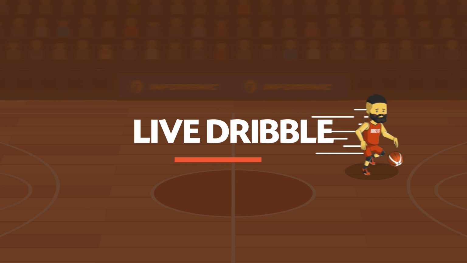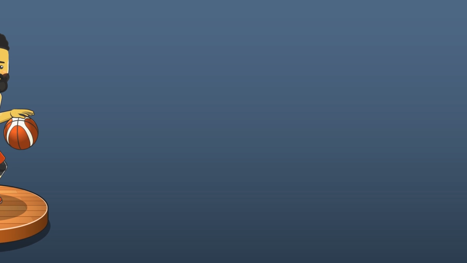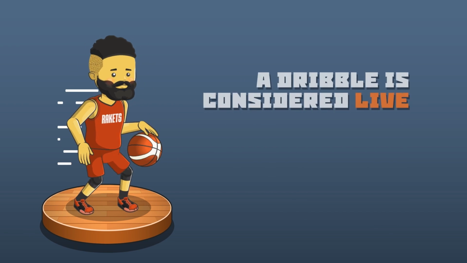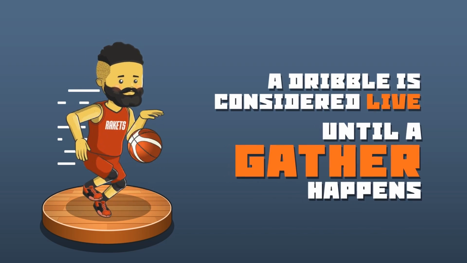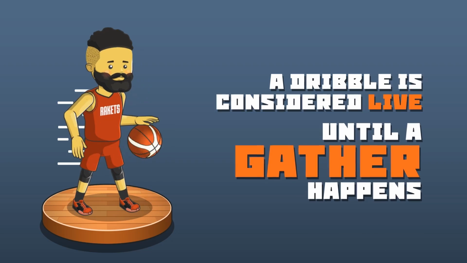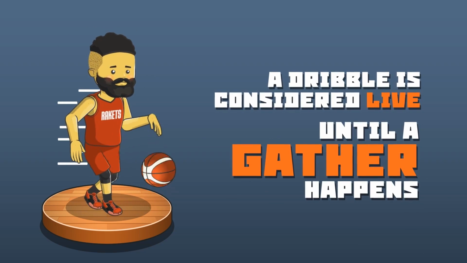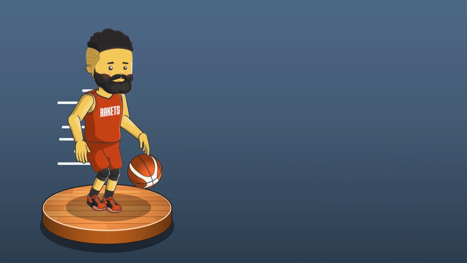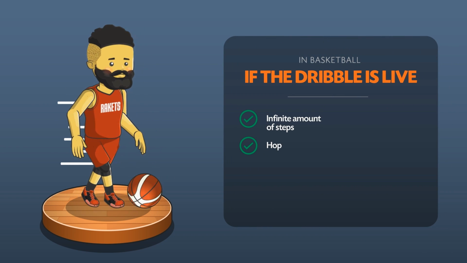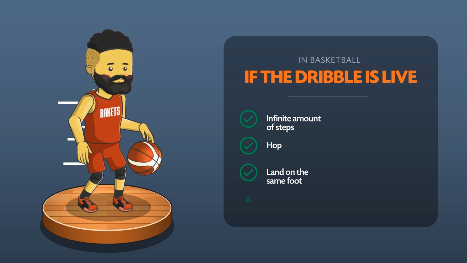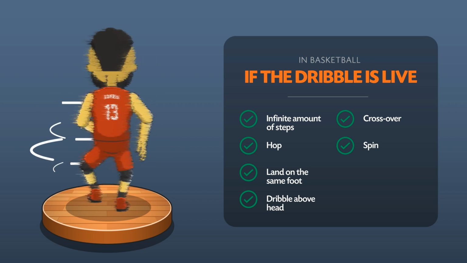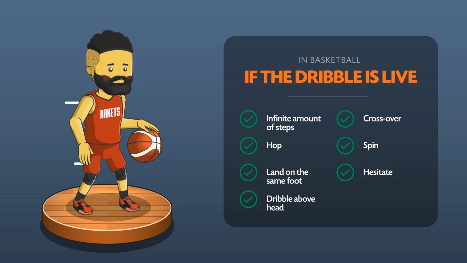Next, the concept of the live dribble. Based from what the rules say, we could infer that a dribble is considered live until a gather happens. This means that the ball handler has total freedom during a live dribble as long as he doesn't do anything illegal. So if a player is careful enough with his hand positioning, he could more or less bend the rules, such as taking an infinite amount of steps, hopping with the ball, landing on the same foot, dribbling above his head, doing a crossover, doing a spin move, or doing a hezi, etc.